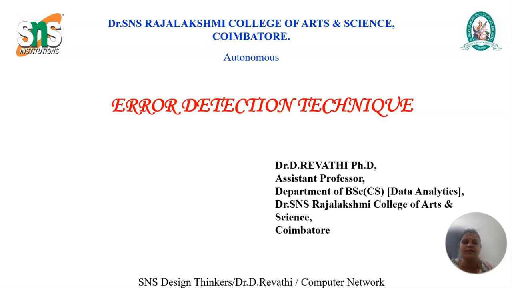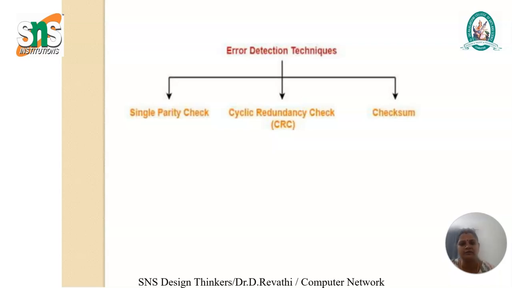Today we are going to learn a new topic called error detection techniques. Error detection is carried out in three ways: single parity check, CRC, that is cyclic redundancy check, and the checksum. In the previous video, we saw the CRC using the XOR method. But here we are going to use the binary division method.